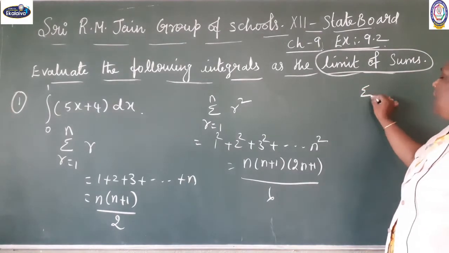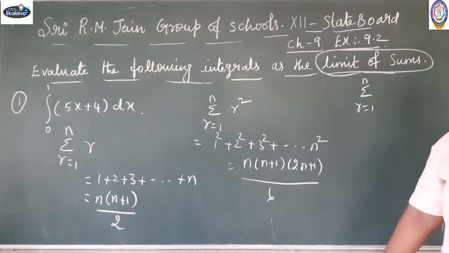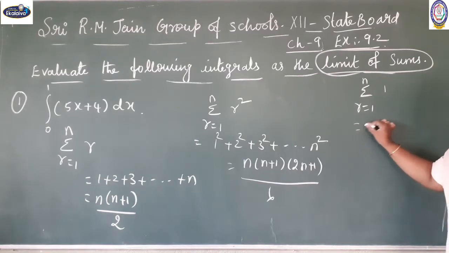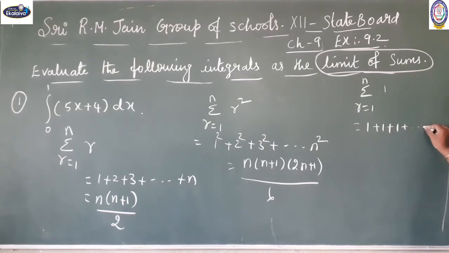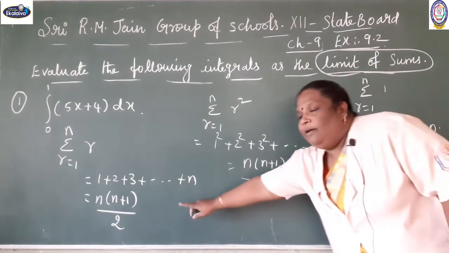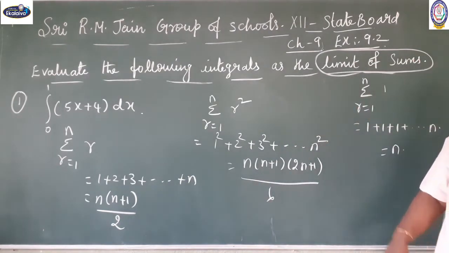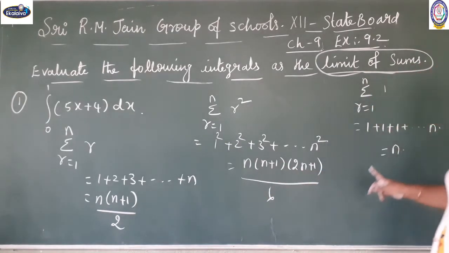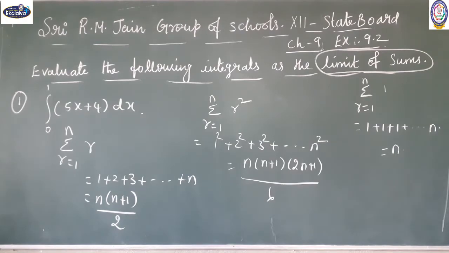See, sigma r equal to 1 to n of 1. That means n times of 1, that is 1 plus 1 plus 1 plus etc. up to n times of 1. So the value is equal to n. If the term comes like sigma r equal to 1 to n r, you can take the value n into n plus 1 by 2. If it is r square, then n into n plus 1 into 2n plus 1 by 6. If it is 1, you can take the value n.